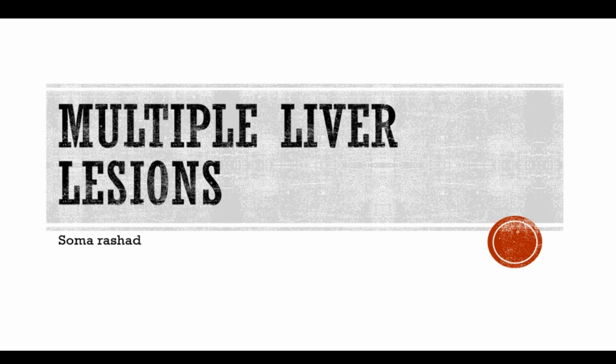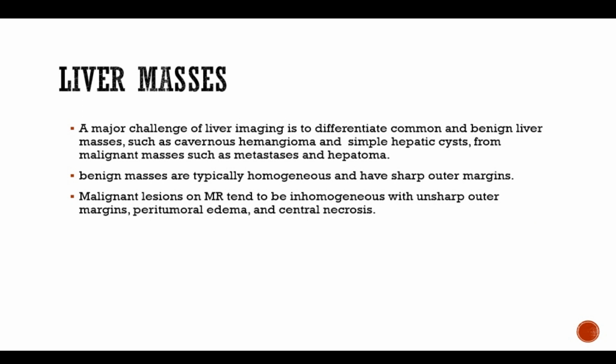Hello everyone, my presentation is about multiple liver lesions. You may notice some overlap with the previous week's topic, solitary liver lesions. That is because the same lesions may present as multiple lesions as well. One of the most challenging aspects when facing any liver lesion is to differentiate whether it's benign or malignant. However, generally speaking, benign lesions tend to have sharp margins and they are homogeneous, while malignant lesions have irregular borders, inhomogeneous. Also, they have peritumoral edema and necrosis.